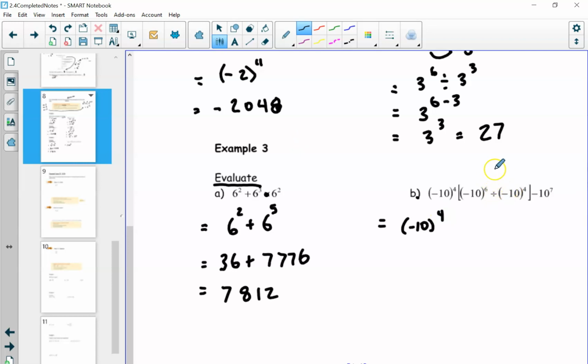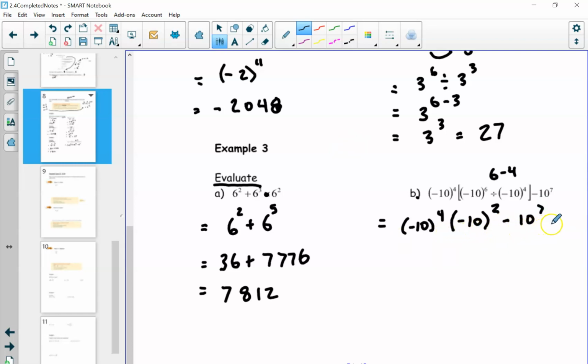We've got division, which means we can subtract the exponents because the base is the same. This only works if the base is the same. So in this case, I'll just put a bracket here because it's going to be multiplication. So we've got negative 10 here to the power of, negative 10 to the power of 6 minus 4 is 2. And then on the back end of that, we've got negative 10 to the power of 7. All right, let's just keep working through this.